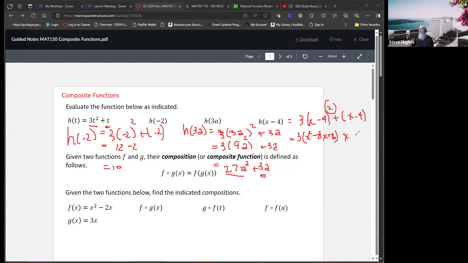And then I add x minus 4. Distribute the 3, and I get 3x squared minus 24x plus 48 plus x minus 4. This is a plus here, not multiplied by. Add my like terms, and I get 3x squared. I have negative 24x plus x, which is negative 23x. I have plus 48 minus 4, which is plus 44. And I'm done.